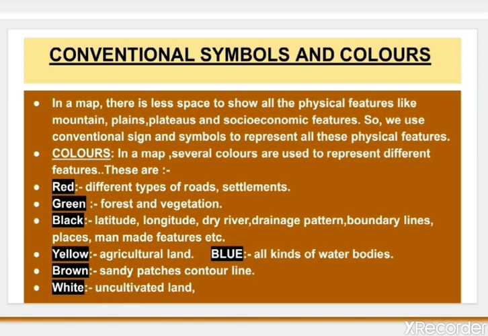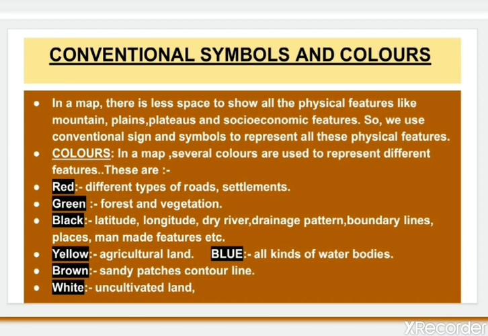Now we will learn the importance of color and what it represents. See, I have written here: red represents different types of roads and settlements on a map. Green represents forest and vegetation. Black represents latitude, longitude, dry river, drainage pattern, boundary lines, places, man-made features, etc. Color yellow represents agricultural land. Color blue represents all kinds of water bodies like river, lakes, etc. Brown represents sandy patches as well as contour line, and color white represents uncultivated land or broken ground. So these are all the significance of color.